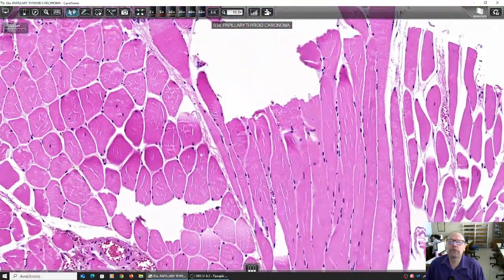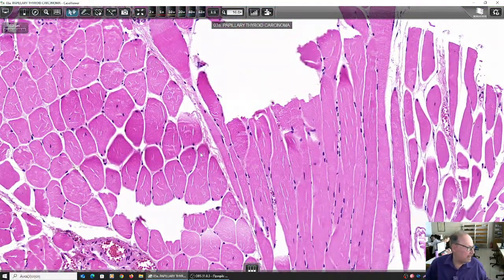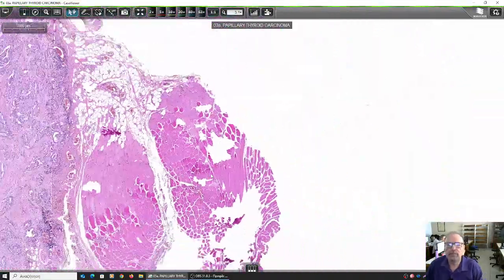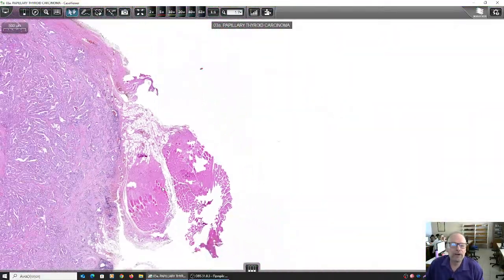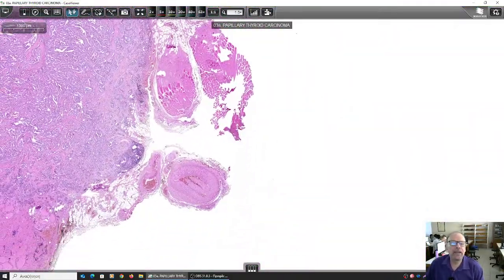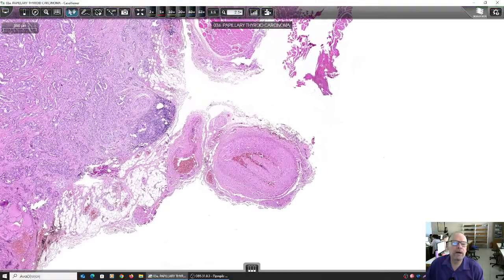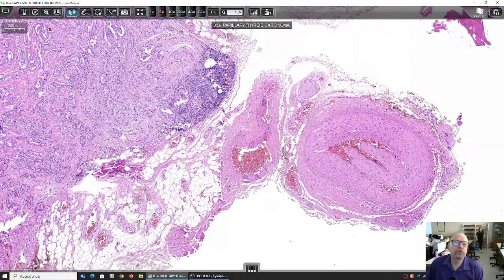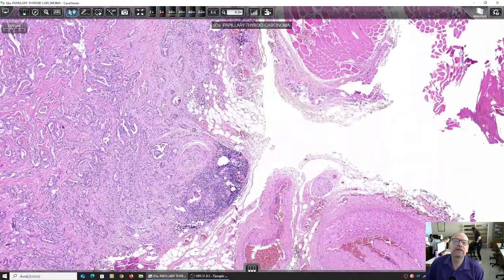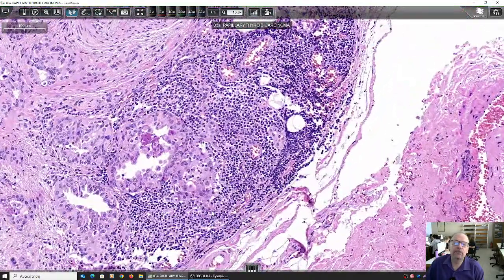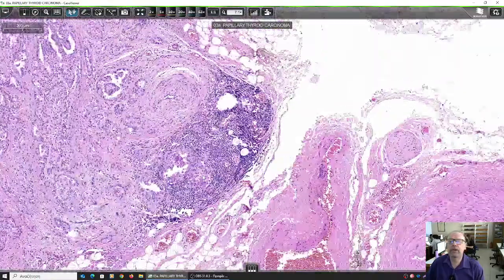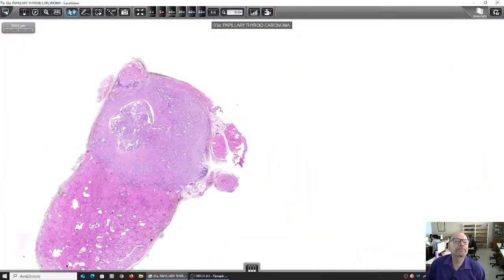What sort of soft tissue is this? This is skeletal muscle of the region. It's tumor-free. However, I think that this papillary carcinoma grows beyond the thyroid gland in the perithyroidal adipose tissue. Okay. Next.